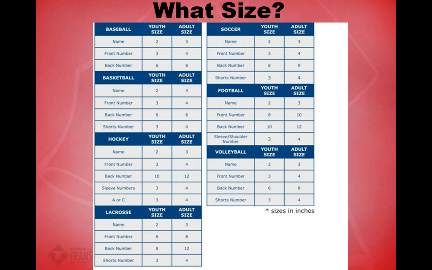But just some examples of this. We're talking like baseball, for example. For the front, a youth size number would be 3 inches. Adult size would be 4 inches. For the back, youth size would be 6. For the back, adult size would be 8 inches. So these are all just basic ideas of all of this.